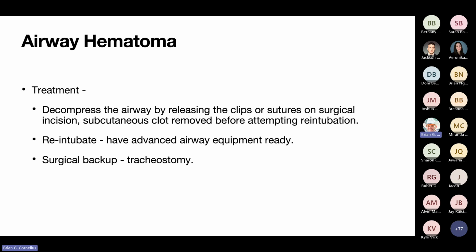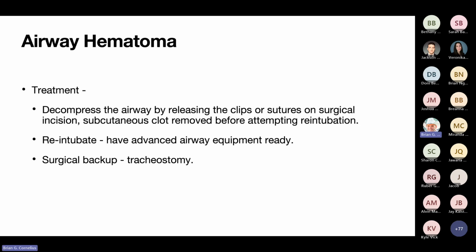So how do we treat it? The easiest way is to decompress the airway by releasing the clips or sutures or whatever's on the incision and then removing the clot. Most of us are not comfortable doing this, but it may be the only option for the patient. So a lot of times what we do is consider intubating the patient while we're waiting on the surgeon. But if you have an airway that's already being compressed by hematoma and you take away muscle tone with a muscle relaxant, it's going to be even harder to get them intubated. And now you've made the patient apneic. So if it were me and I didn't feel comfortable releasing the clips, I would probably consider an awake intubation.